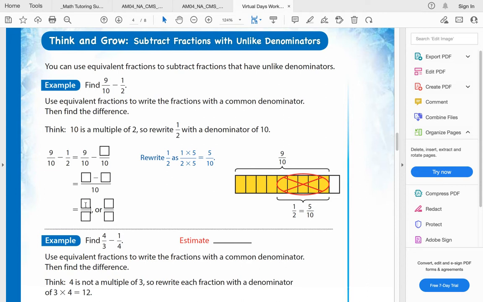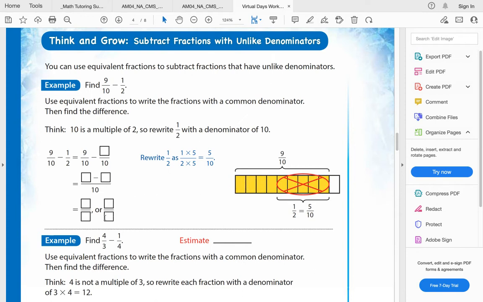I wonder if it will let me type. Nope. 4 would be your numerator in this box. 10 would be your denominator in the bottom box. I can see it on my model too because they crossed out 5/10, leaving 4/10 behind.